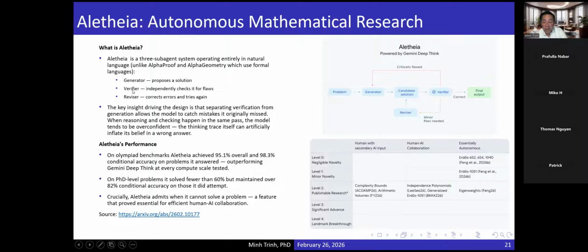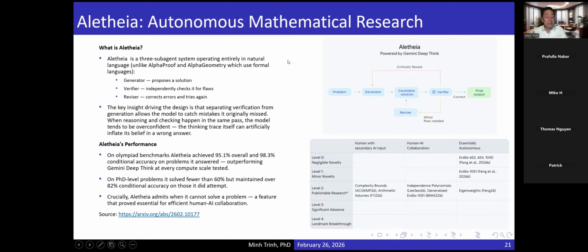So it's an agentic system with three agents, right? You generate a candidate solution, you verify, and you see that there are some critical flaws. Okay, send it back. Or sometimes there are just minor fixes. We give a revised solution, and then verify again. Okay.